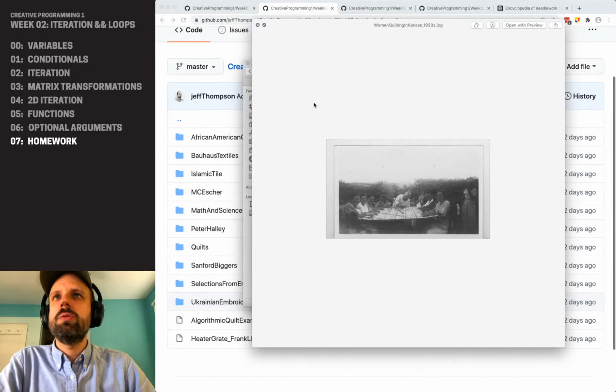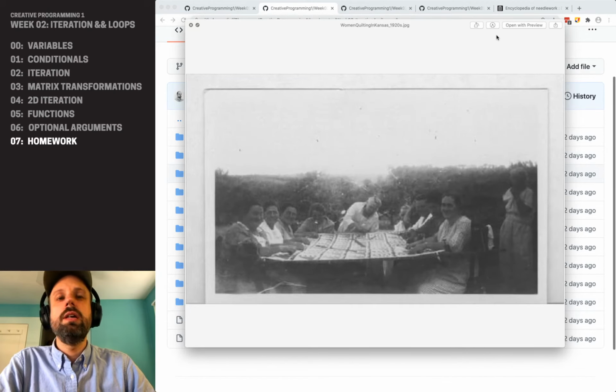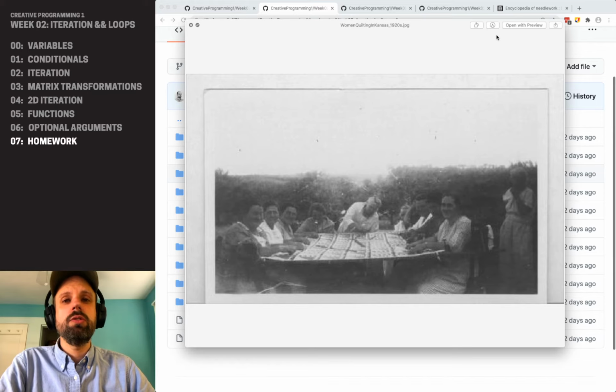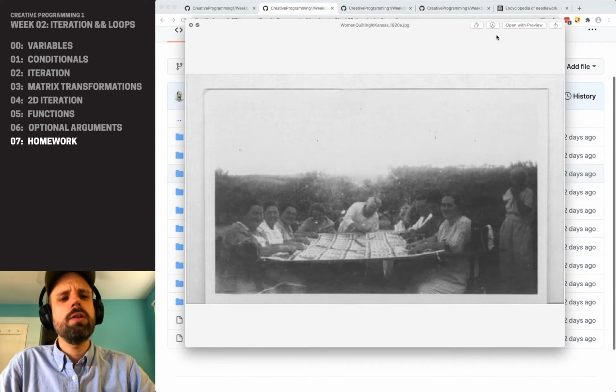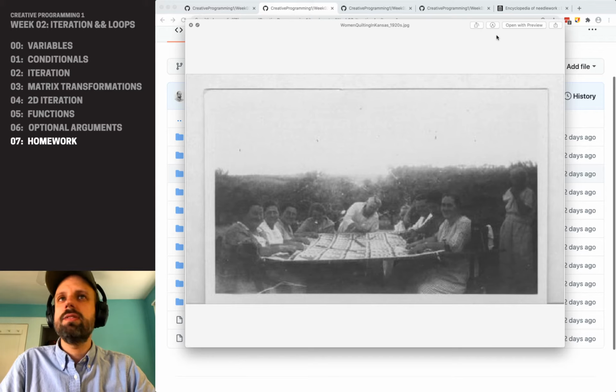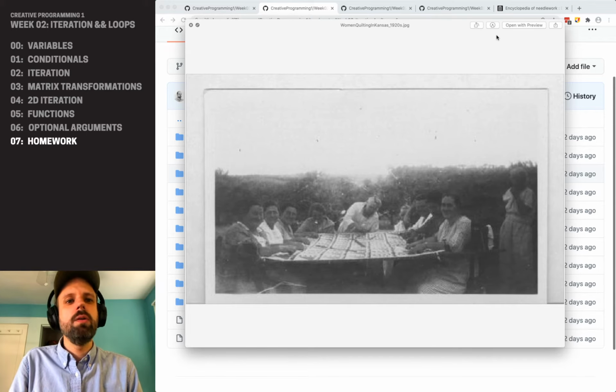Oh, and then here's some women in Kansas in the 1920s quilting together. Quilting is very much in some cultures a social activity. You come together, collaborative. And obviously, in at least the early history of this, it's mostly women doing this work. And so there's, I think, also something really interesting to think about this in the context of a very male, white male dominated thing like computer programming.